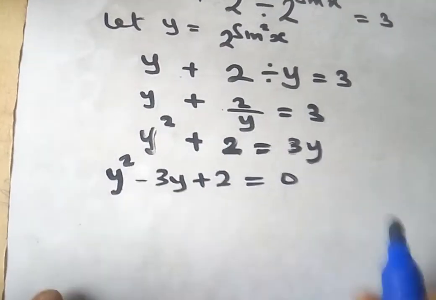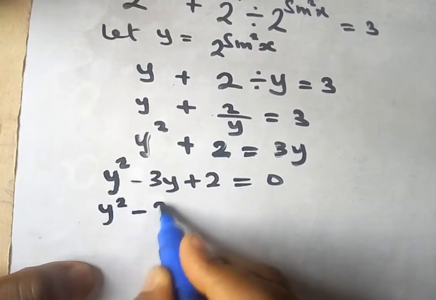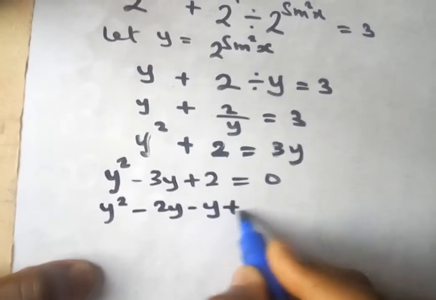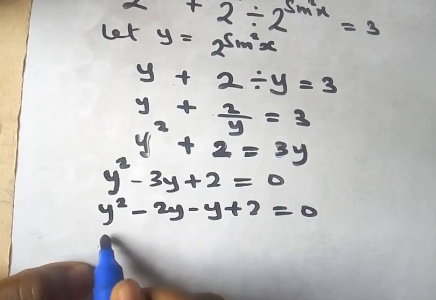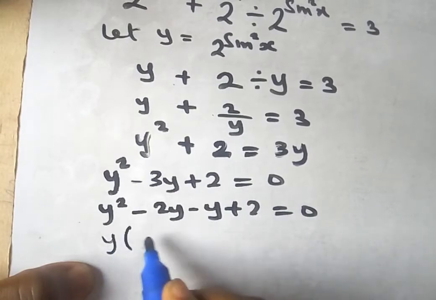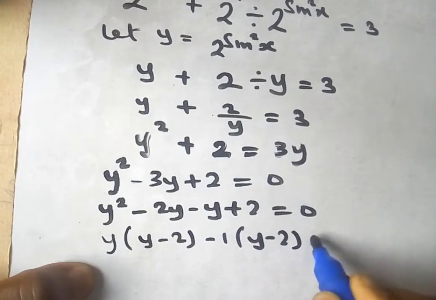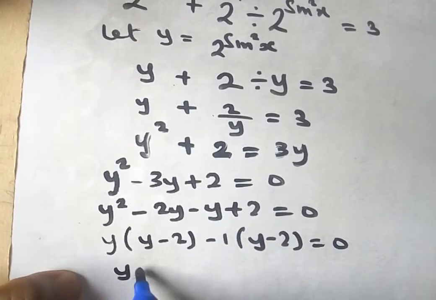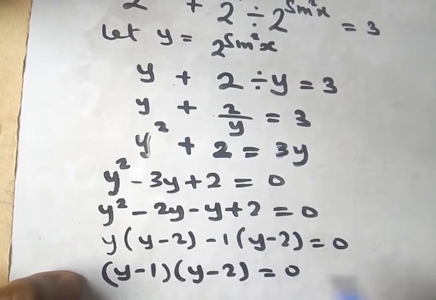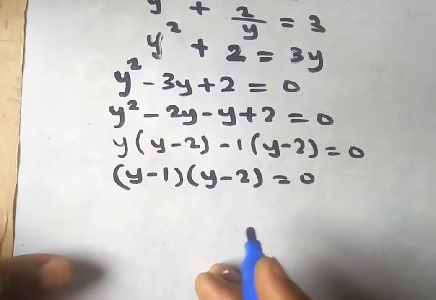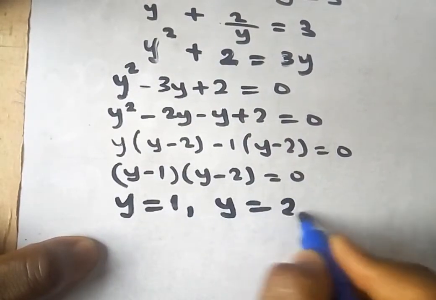Now let's factorize. This will give us y squared minus 2y minus y plus 2 equal to 0. Now what is common to both sides here is y. So y into y minus 2 minus 1 into y minus 2 equal to 0. So from here, y minus 1 multiplied by y minus 2 gives us 0. Now solving further, you see that y is equal to 1 and then y is equal to 2.